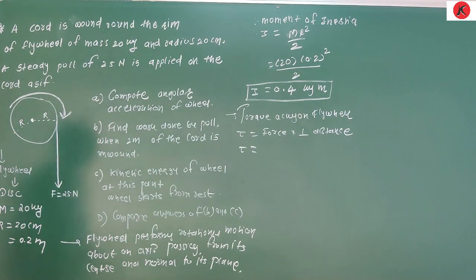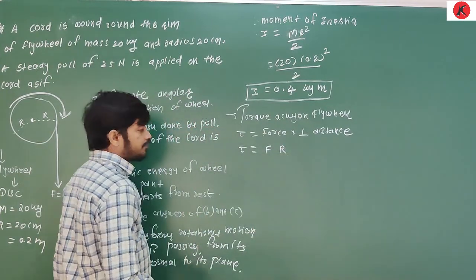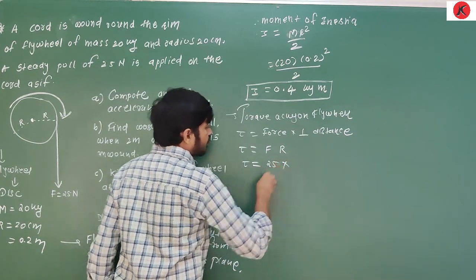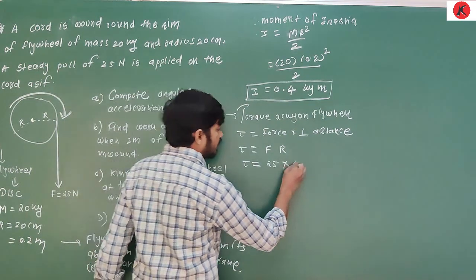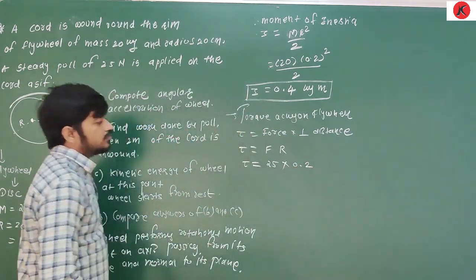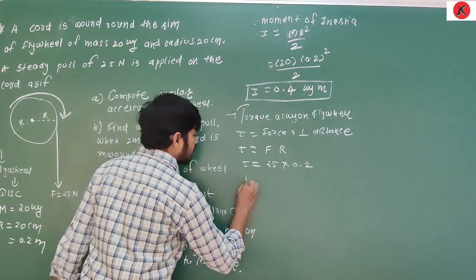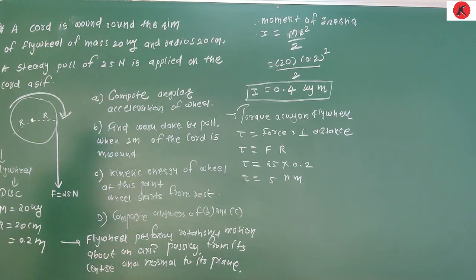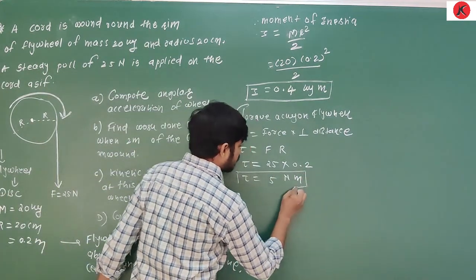Okay, so how to find the torque acting on the flywheel? Force F, perpendicular distance, nothing but R. So tau is equal to F into R. What is the value of force? It is 25. And of radius? Radius is 0.2. So 25 into 0.2, tau is equal to 5 Newton meter. So this is the value of torque tau.